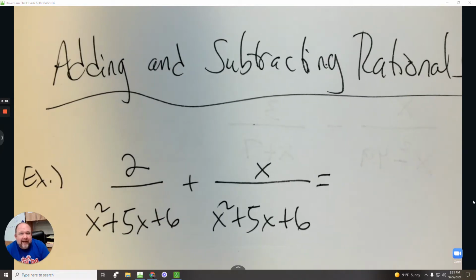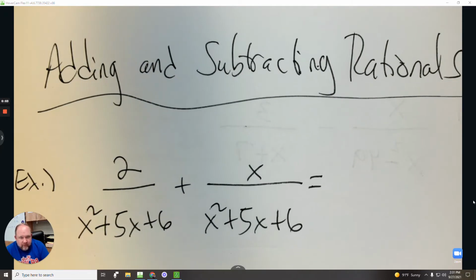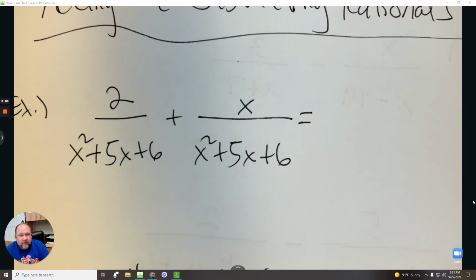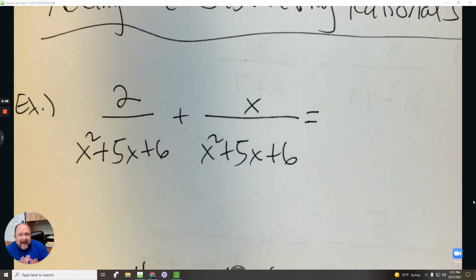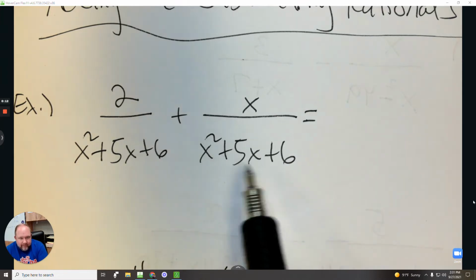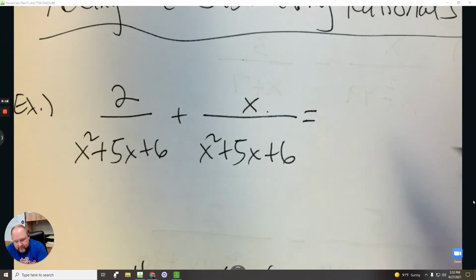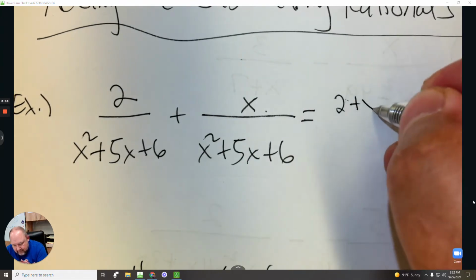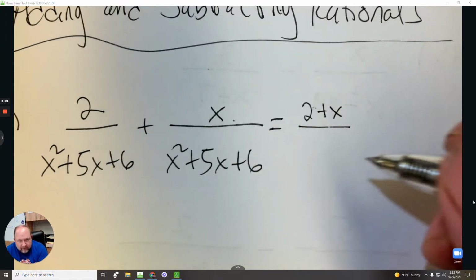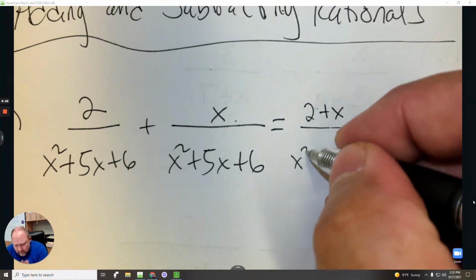All right, this lesson is on adding and subtracting rationals. So let's just look at some examples. I'm going to remind you that when you add or subtract fractions, the denominators need to be the same. So if the denominators are the same, then we just add the numerators. So if I add the two numerators together, that's 2 plus x. They're unlike, so they can only go beside each other.